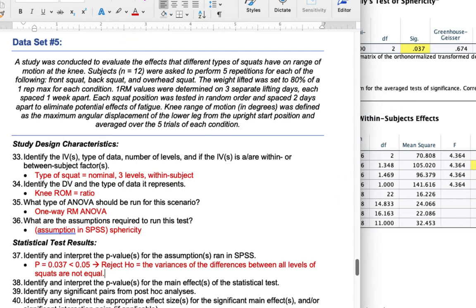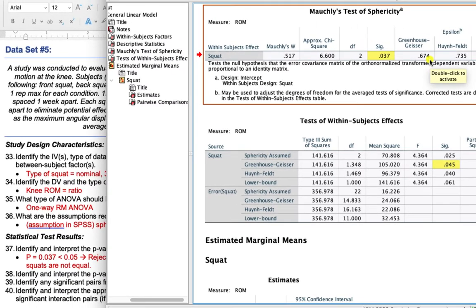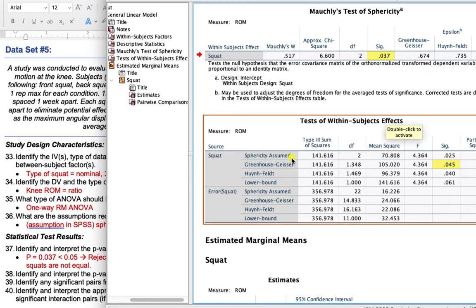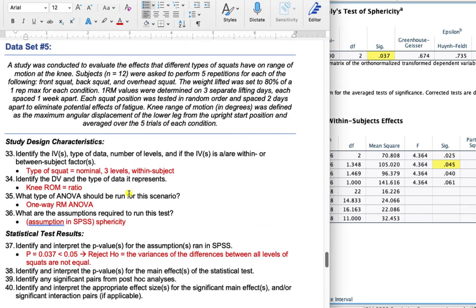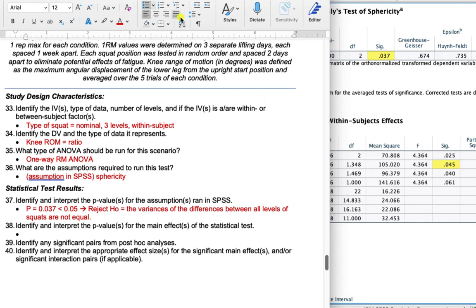We would need to look at our Greenhouse-Geisser epsilon, and we can determine that 0.674 is less than or equal to 0.75. So that tells us we should use the Greenhouse-Geisser adjustment in our ANOVA table. And under squat, in the Greenhouse-Geisser row, we have a p-value of 0.045. So that's the p-value for the main effect of our test.